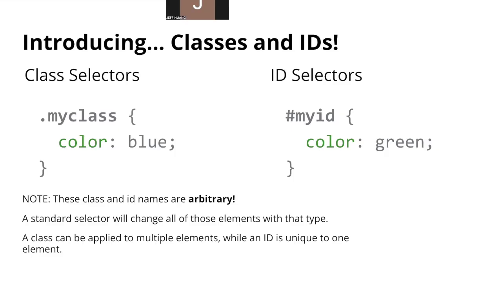For a class selector, you would do a dot and then the name of your class, and then everything else is the same. For IDs, you would do a hashtag and then your ID name. So we'll show you how to connect it to your HTML file. Classes are applied to multiple elements, while an ID is unique to one tag. And an ID takes priority over a class. So you guys should know that.